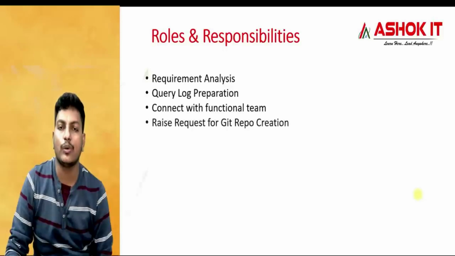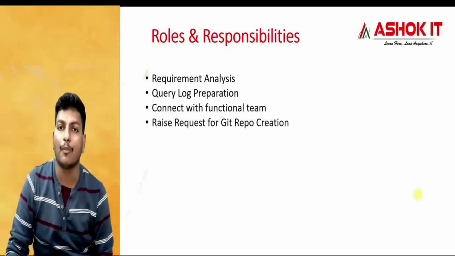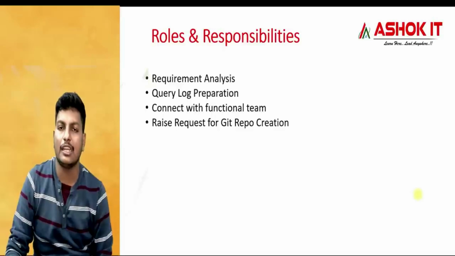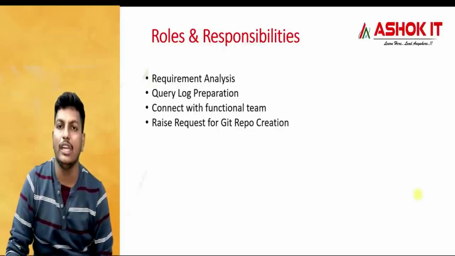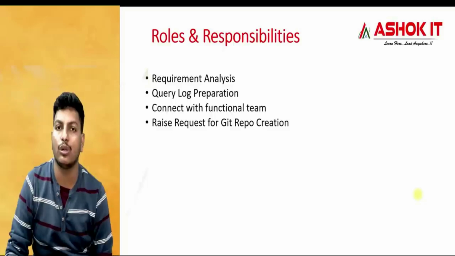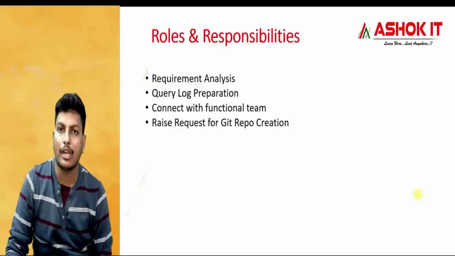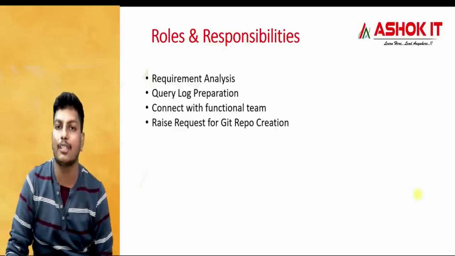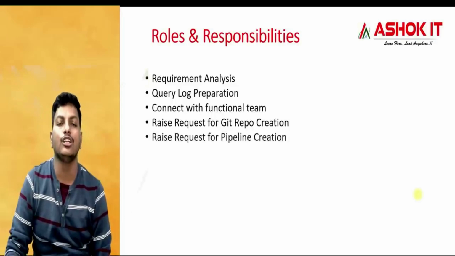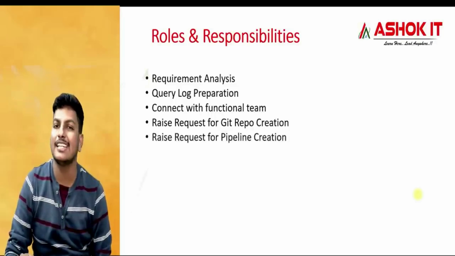Here, we need to raise a request for the DevOps team to create a Git repository or Bitbucket repository. In the team, multiple developers will be available, so we need a repository to integrate all the developers' code at one place. We will raise a Jira request to the DevOps team to create that repository. The DevOps team will create that repository and will share the repository details with the development team. Along with the repository, we need a Jenkins pipeline to automate the build and deployment process of our project. For that also, we need to raise a request for the DevOps team using a Jira ticket. So the DevOps team is responsible to create the GitHub repository and Jenkins pipeline.